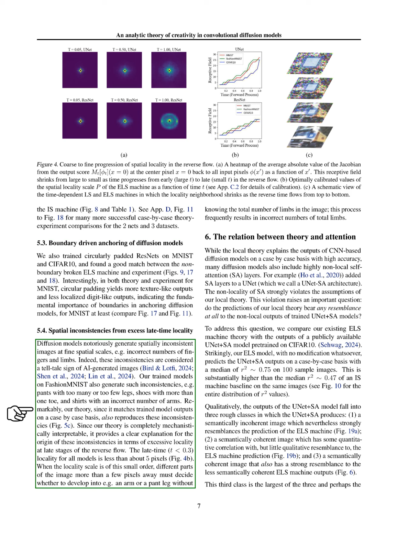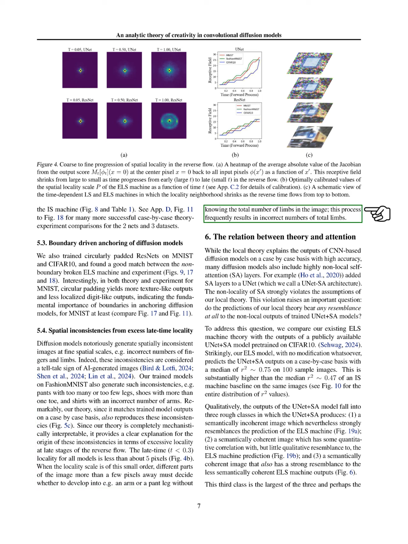We note that diffusion models often produce spatially inconsistent images, such as incorrect numbers of fingers or limbs. Our trained models on Fashion MNIST exhibit similar inconsistencies, like pants with too many or too few legs. Our theory, which aligns with the outputs on a case-by-case basis, also reproduces these inconsistencies. We explain that these arise from excessive locality at late stages of the reverse flow, where different parts of the image must decide on their form without knowing the total number of limbs, leading to errors.